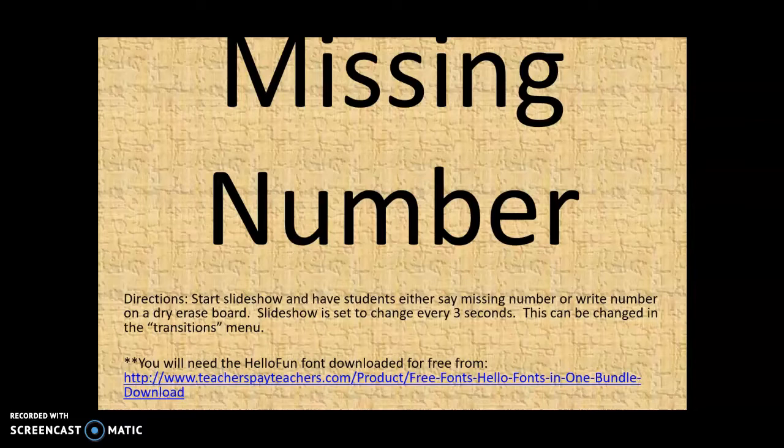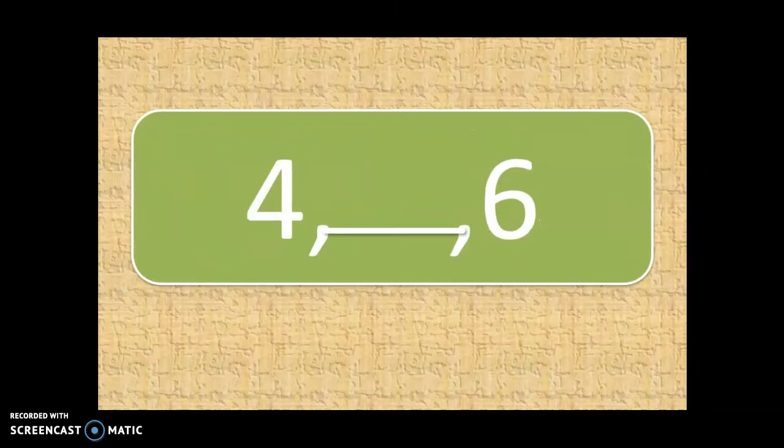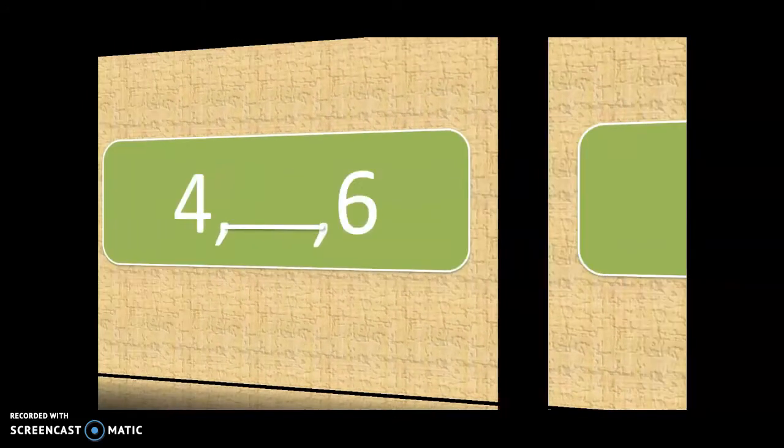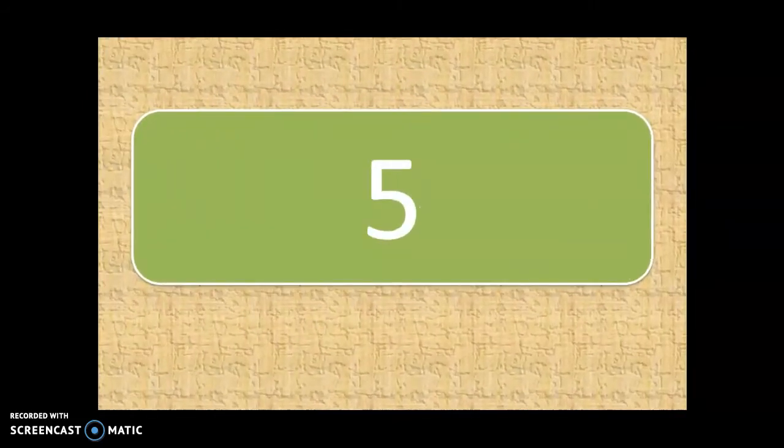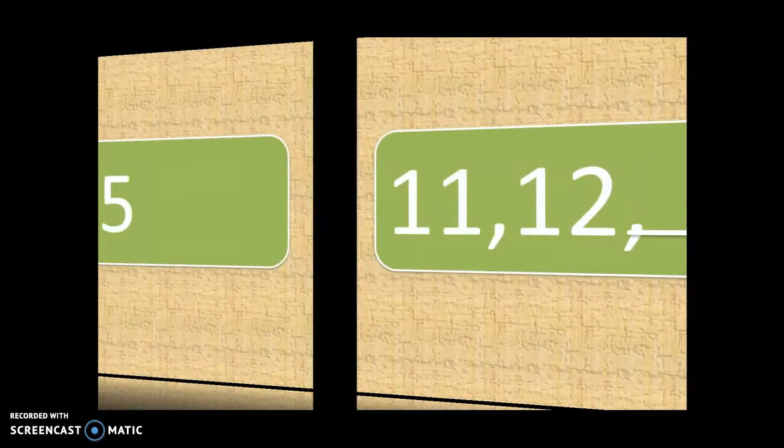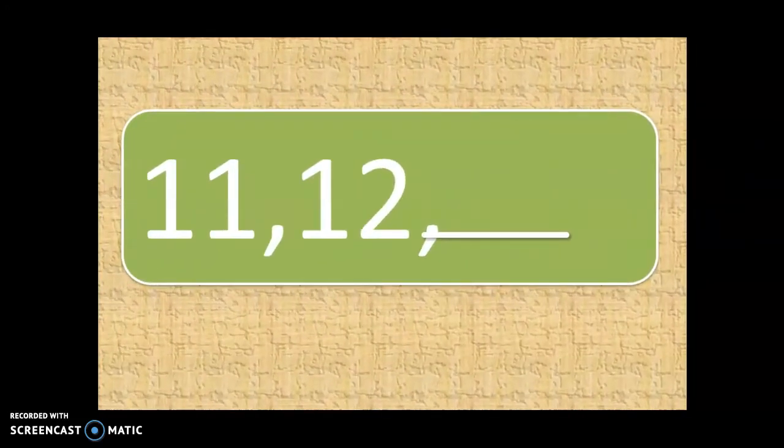Okay, I am going to try to show you a PowerPoint so we can work on some missing numbers. Fingers crossed that it works. Okay, give me 1 second. Okay, so this is the missing numbers. Okay, so let's look. So we have 4 blank 6. What would be the missing number? Either write it down or say it out loud. 4 blank 6. You said 5 or wrote 5 down. You're correct. Good job.